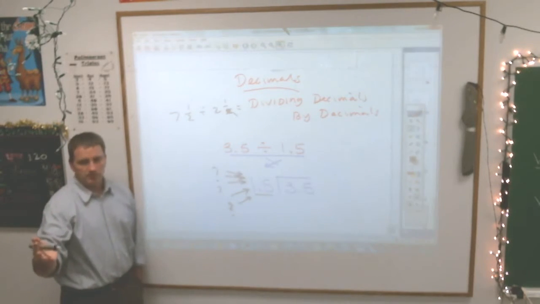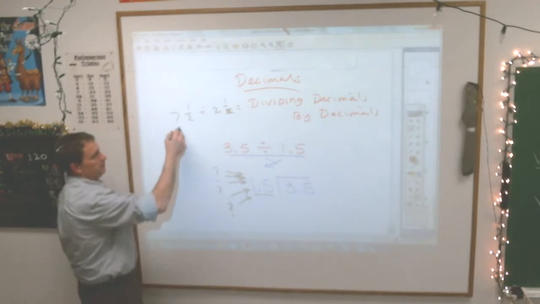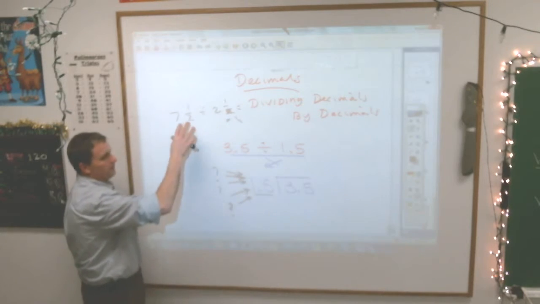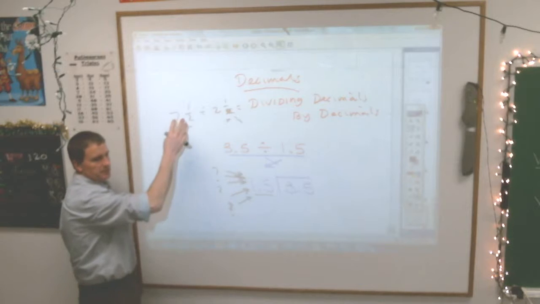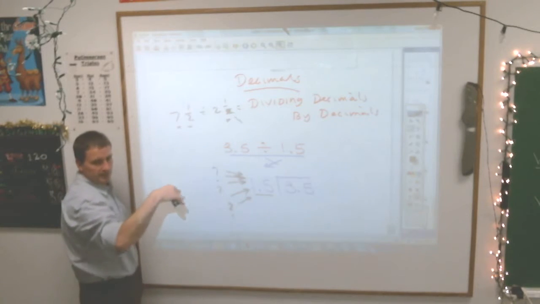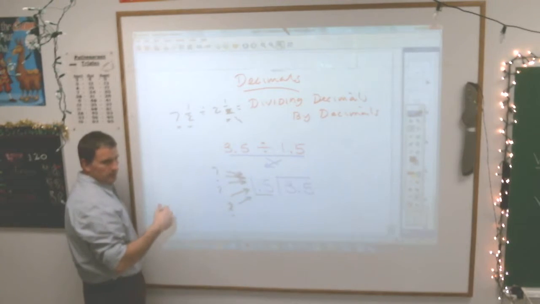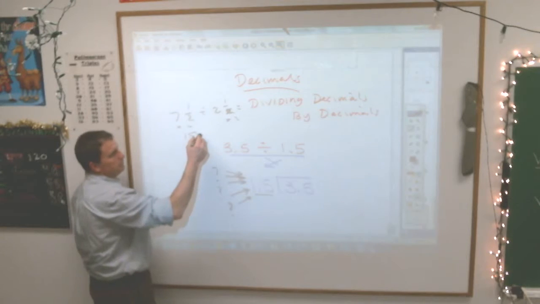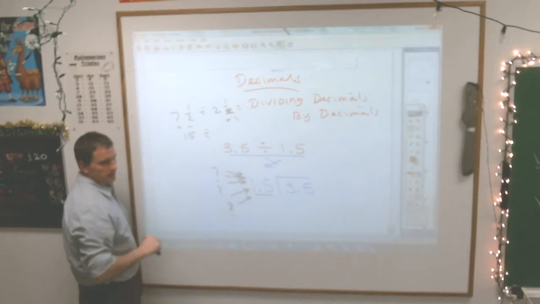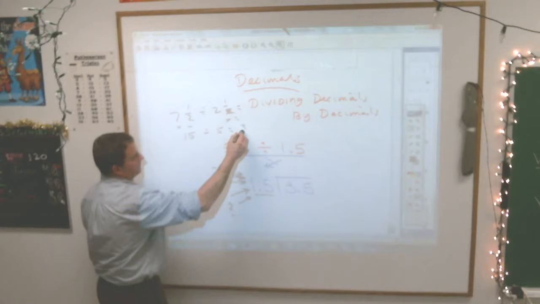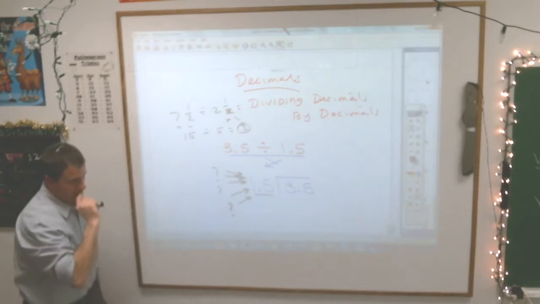They told you to double them. In other words, multiply both of them by 2, because you'll get the same problem. What if you take 7 1/2 times 2? 2 times 7 1/2 gives you 15. 2 times 2 1/2 gives you 5, and then you can do the problem. The answer is 3.